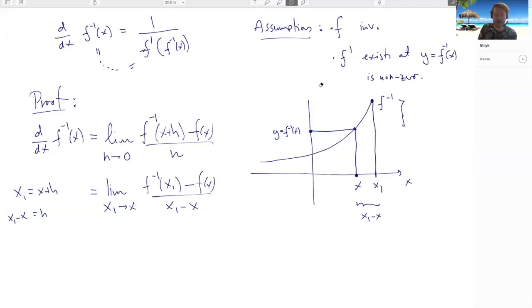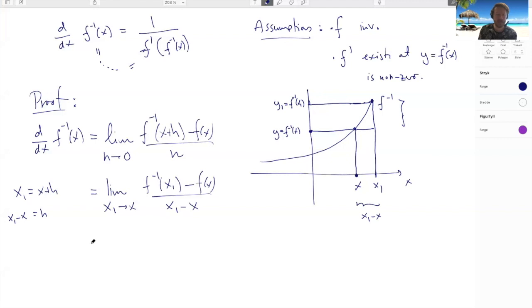Now, let me continue this graph a little bit up, so I can even put here, now I would call this y1 perhaps, which is f inverse of x1. Well, I basically want to use this triangle to both compute the derivative of this, but also the derivative of the function f. So how can I do this?